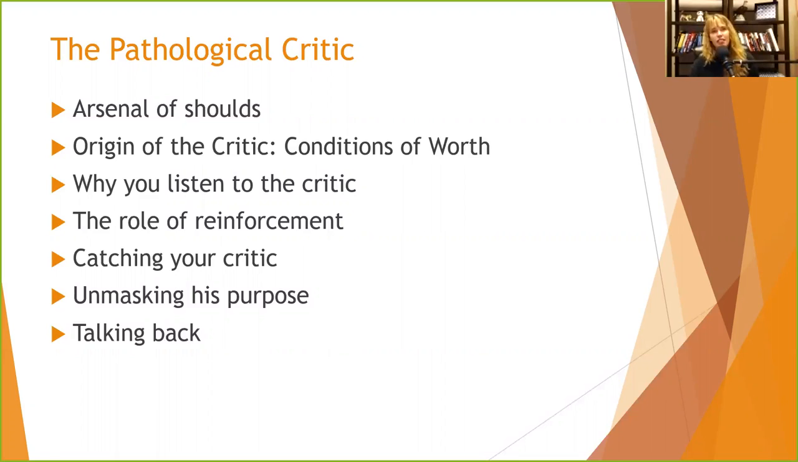So we need to look at conditions of worth. Yes, we can't have a job without a job description. We have to have rules. We have to have expectations. Part of it comes from identifying, and we'll talk about this a little bit later, whether we're taking the conditions of worth and applying them globally, or we're looking at specific characteristics.